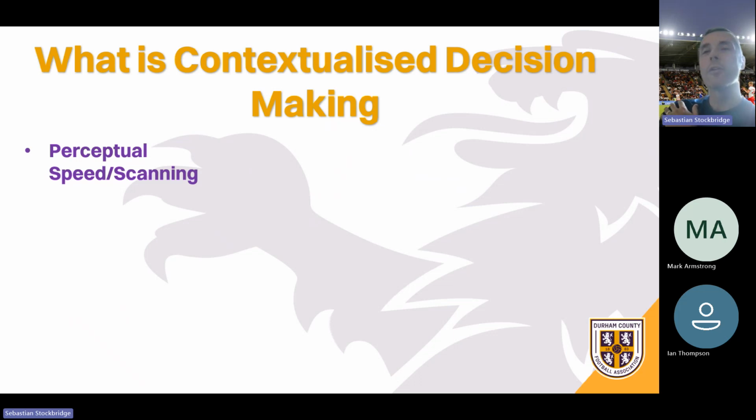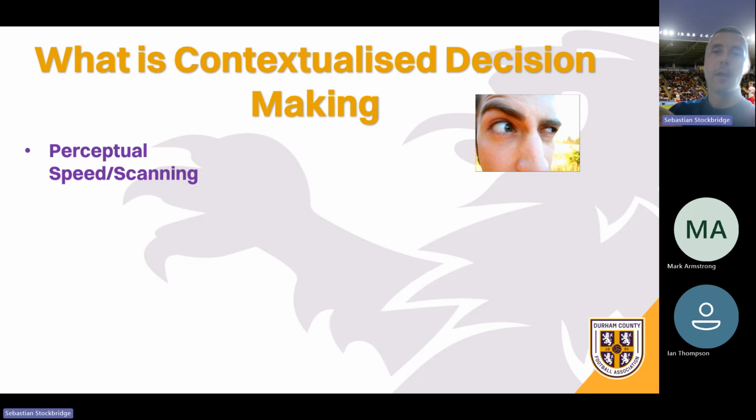These aren't my words because I'm not that smart, right? We've got perceptual speed and scanning, and all that means is that we're looking around all the time. Are we aware of what's happening on the field of play around us, rather than just following the ball all the time? Because that's a really important part of, can we make that contextual decision? Because we need to see it.